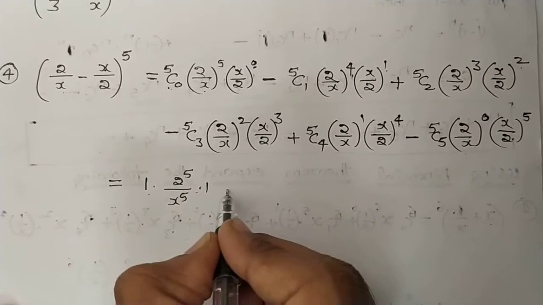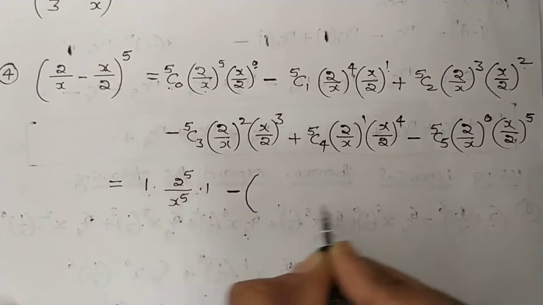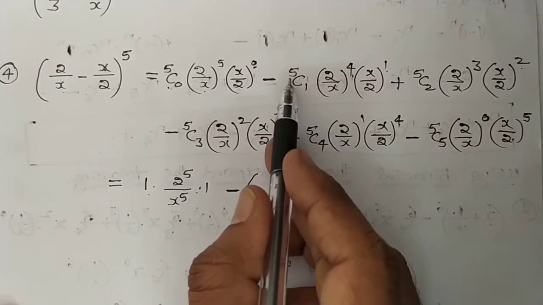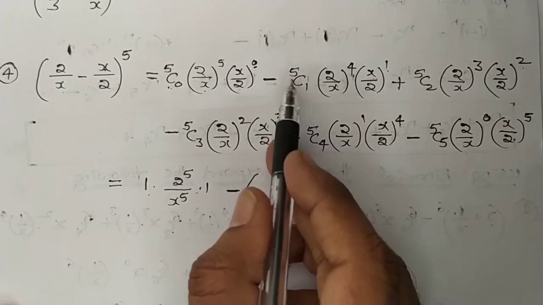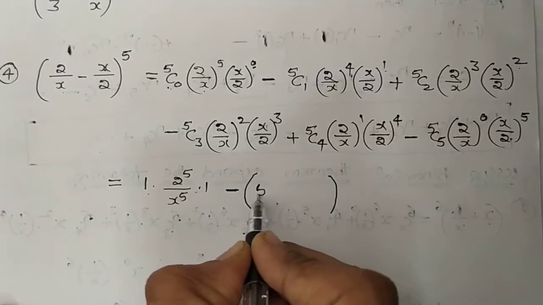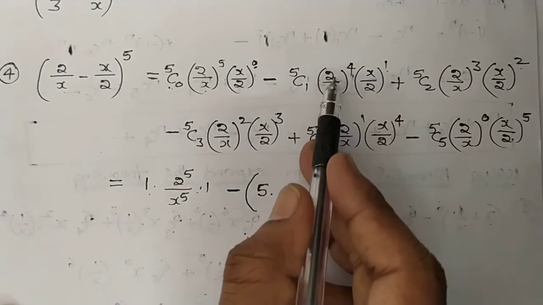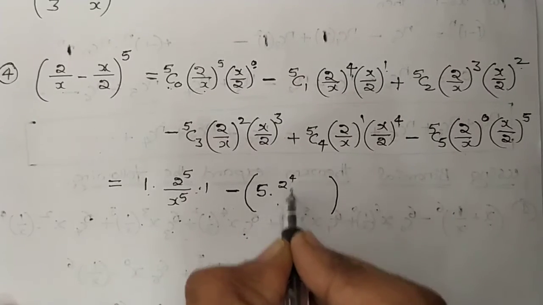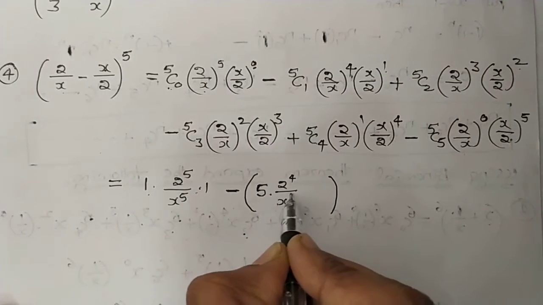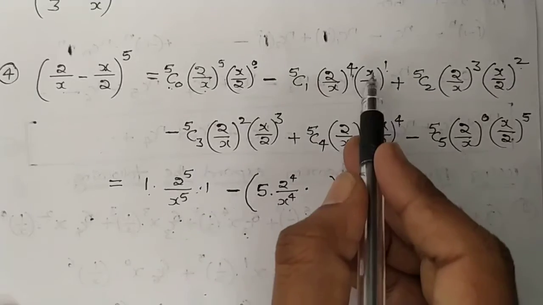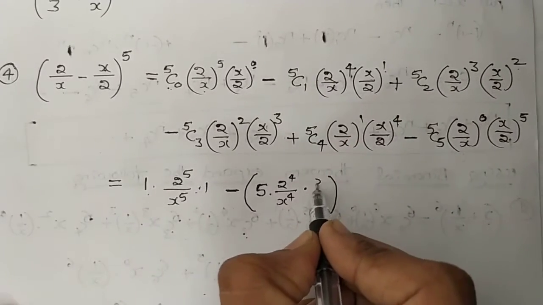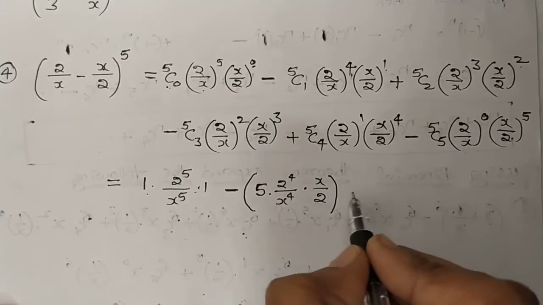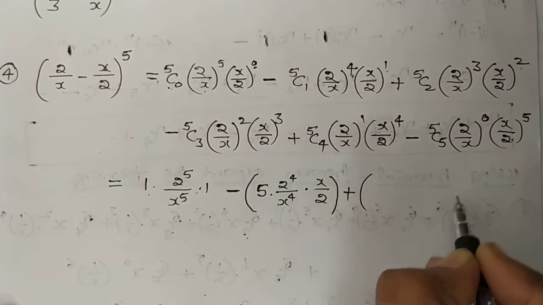Next, minus 5C1. What is that value? 5C1 is 5, into 2 power 4 divided by x power 4, into (x by 2) whole power 1, that is x by 2 only.